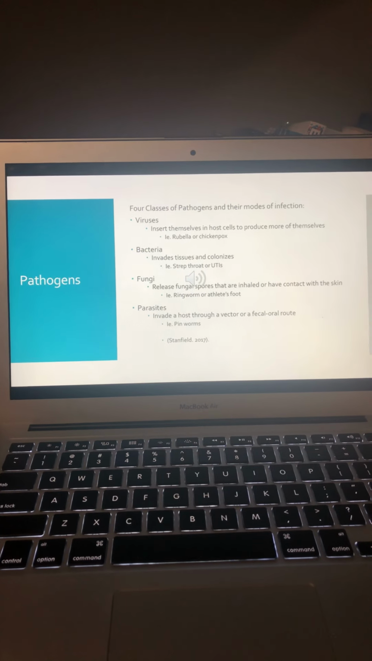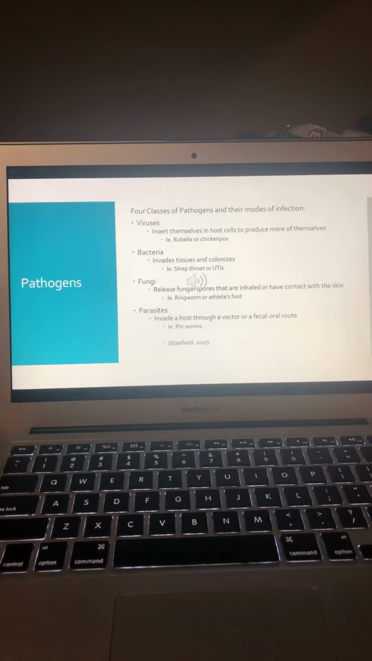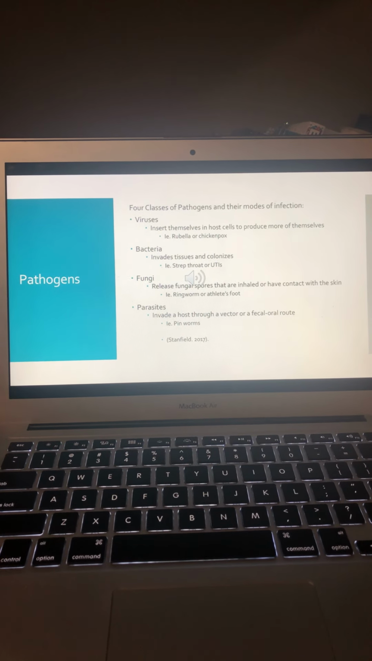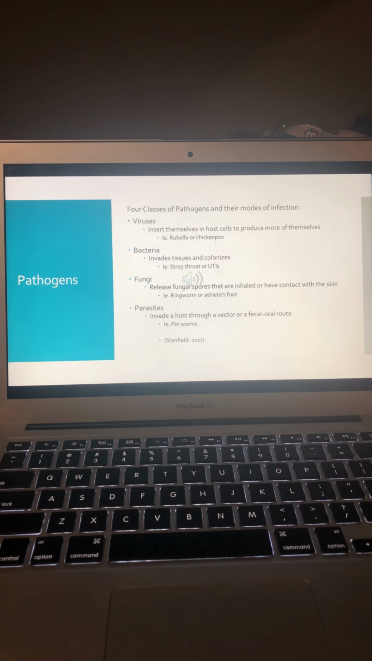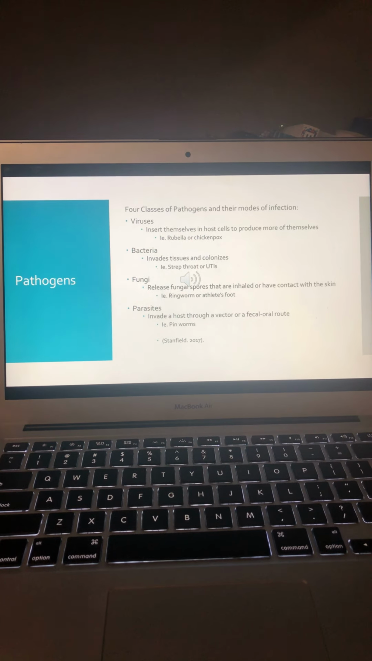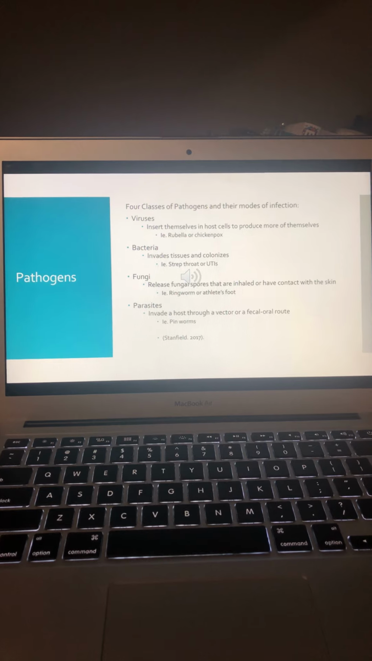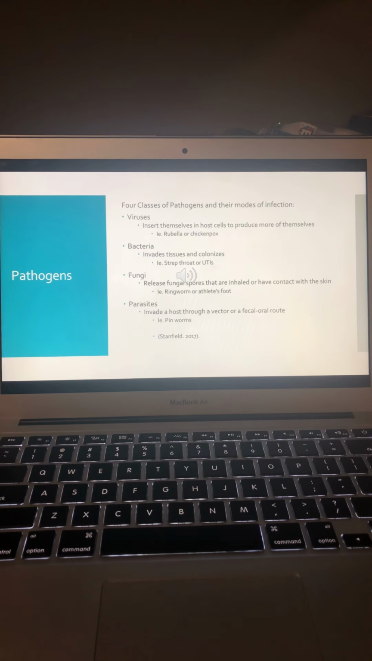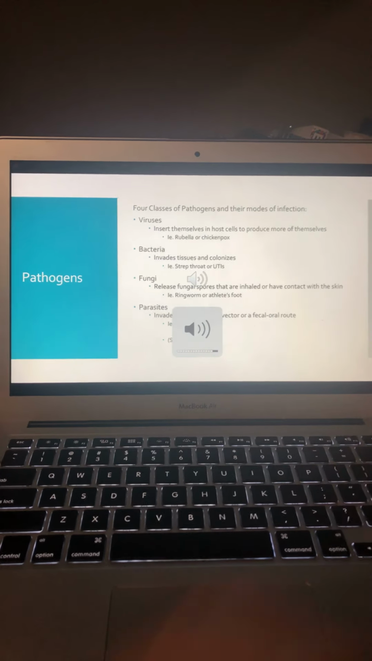Pathogens. The four classes of pathogens and their modes of infection are viruses, bacteria, fungi, and parasites. Viruses insert themselves in host cells to produce more of themselves, and an example of this is rubella or chickenpox. Bacteria invades tissues and colonizes, and an example of this is strep throat or UTIs.